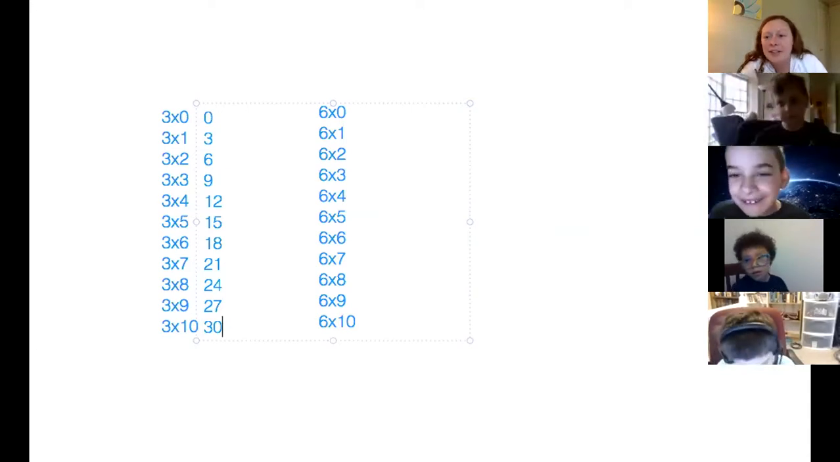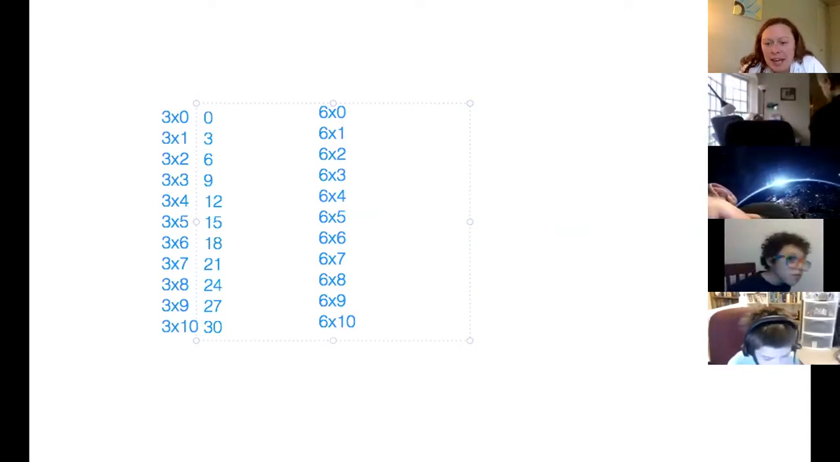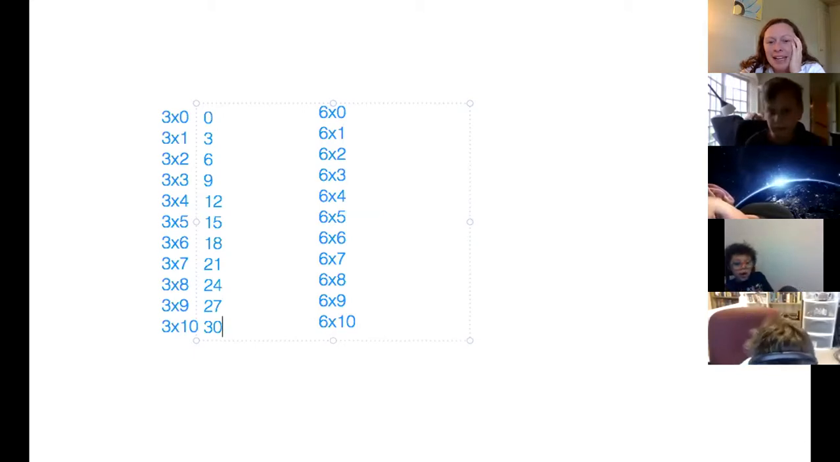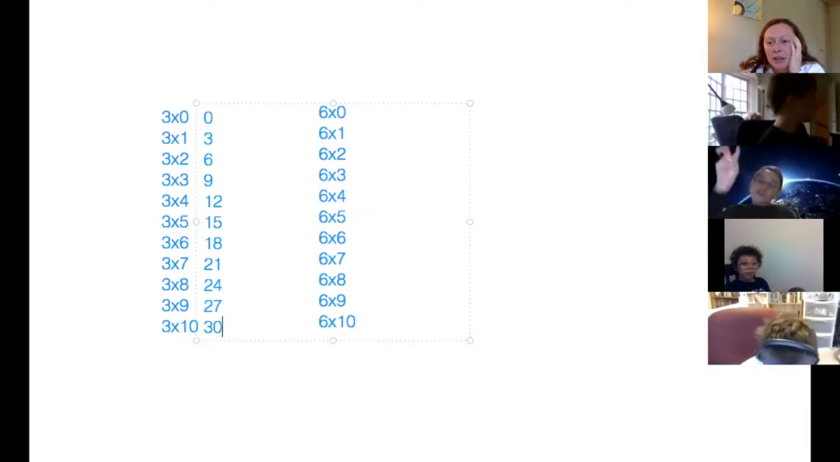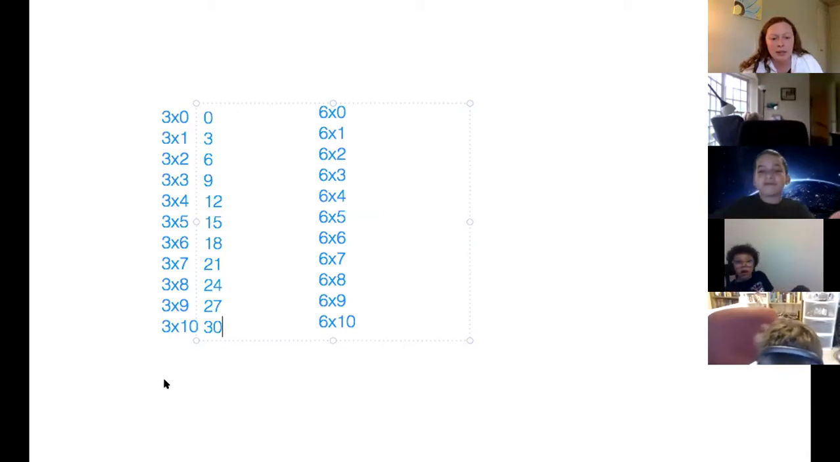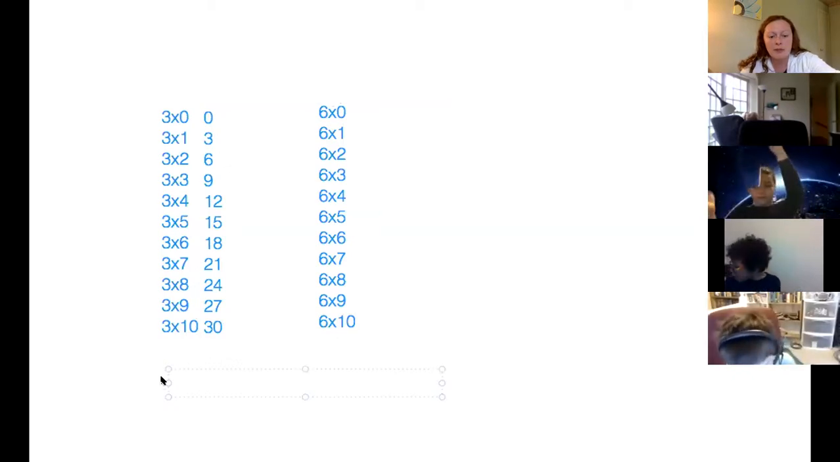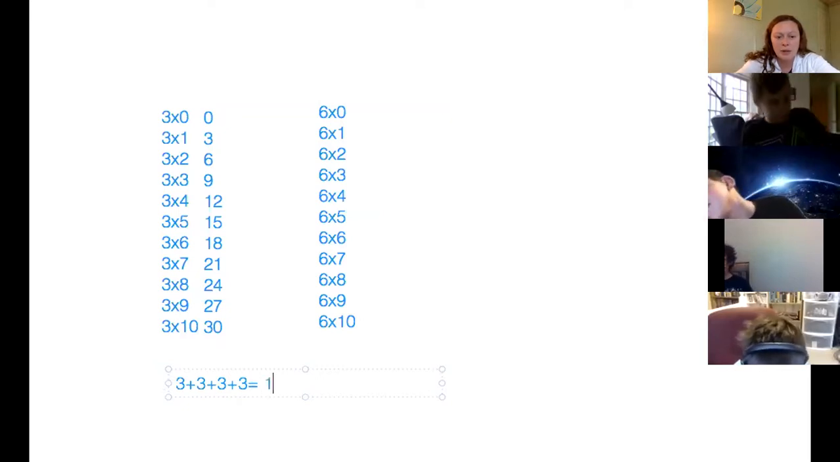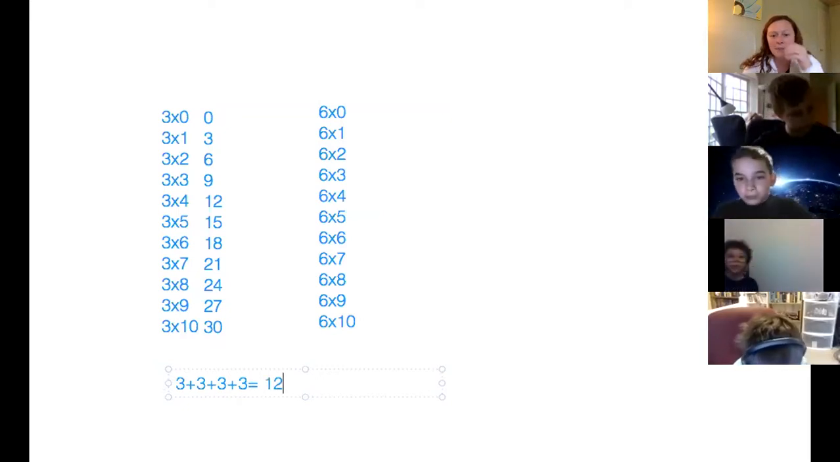Yay. Okay, so these are your 3 times tables. How do we get these answers? We've talked about this before. Do you remember, Tobias? If I'm going from 3 times 1 to 3 times 2, what am I adding to 3 times 1, which is 3? What do I add to 3? 3. That's right. Because really, if we're talking about 3 times 4, we're saying 3 plus 3 plus 3 plus 3 equals 12. You guys got that?